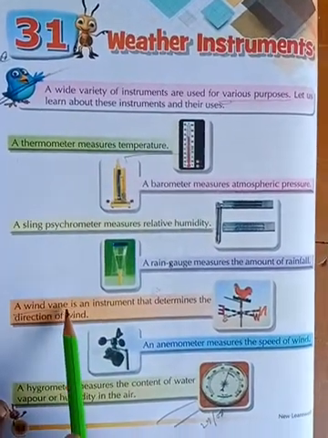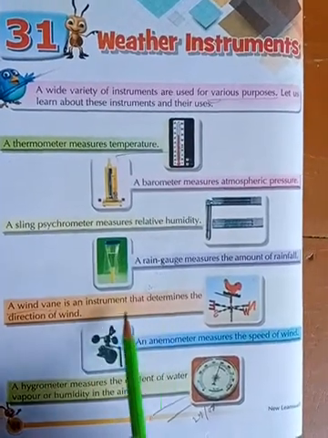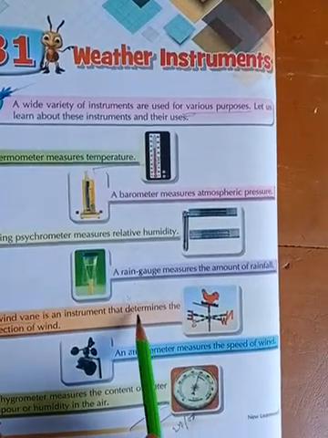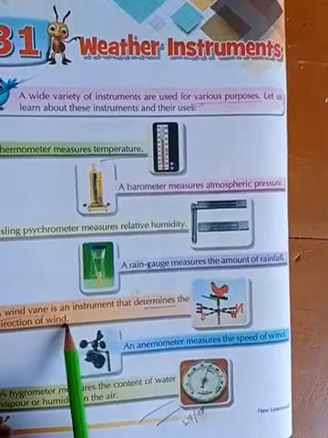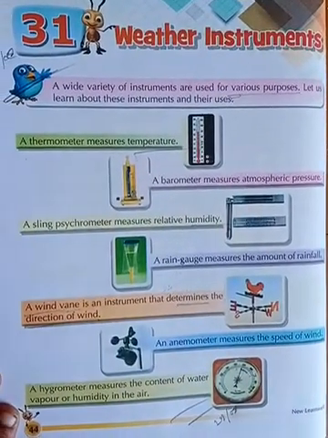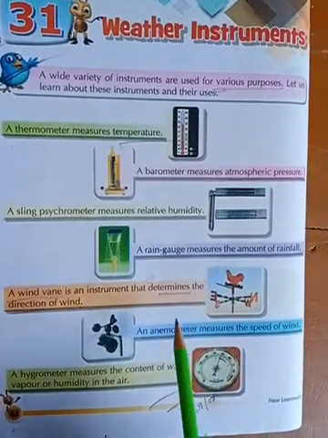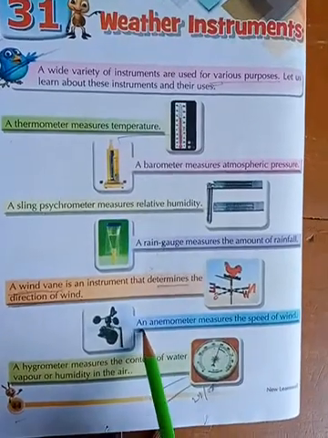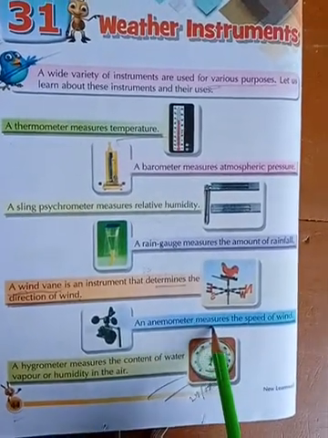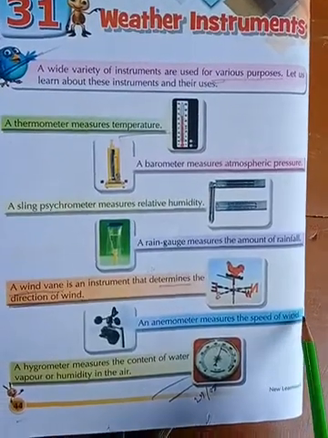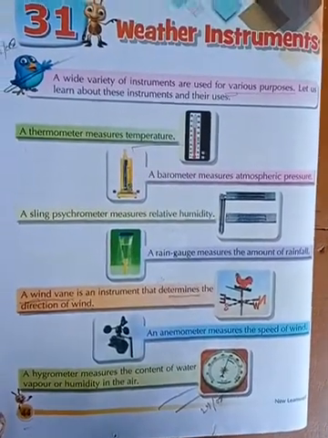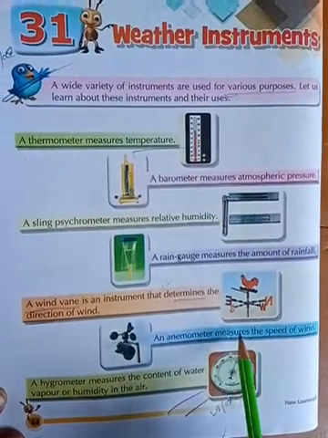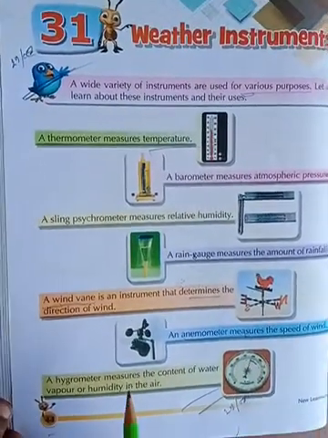Next, wind vane. By the use of a wind vane we can determine the direction of wind. That means the direction of wind we can determine by wind vane. Next, an anemometer. Anemometer measures the speed of wind. We can measure the speed of wind by the instrument of anemometer. That means anemometer measures the speed of wind.